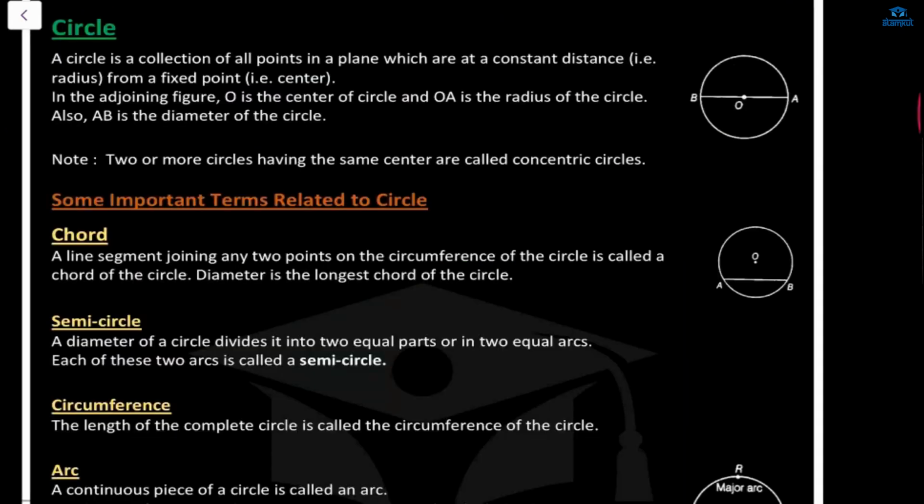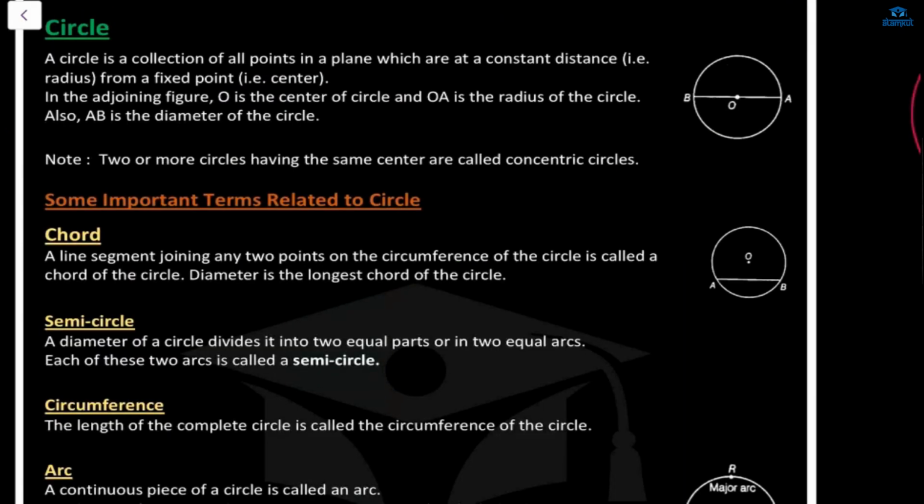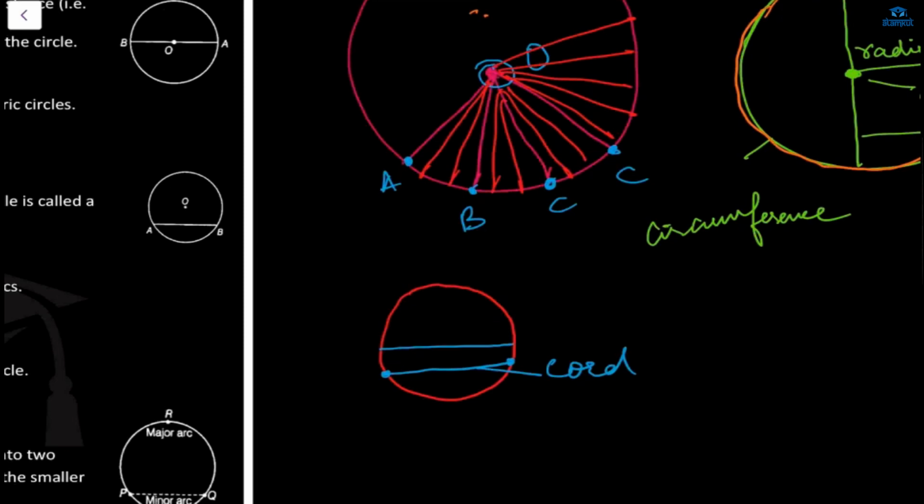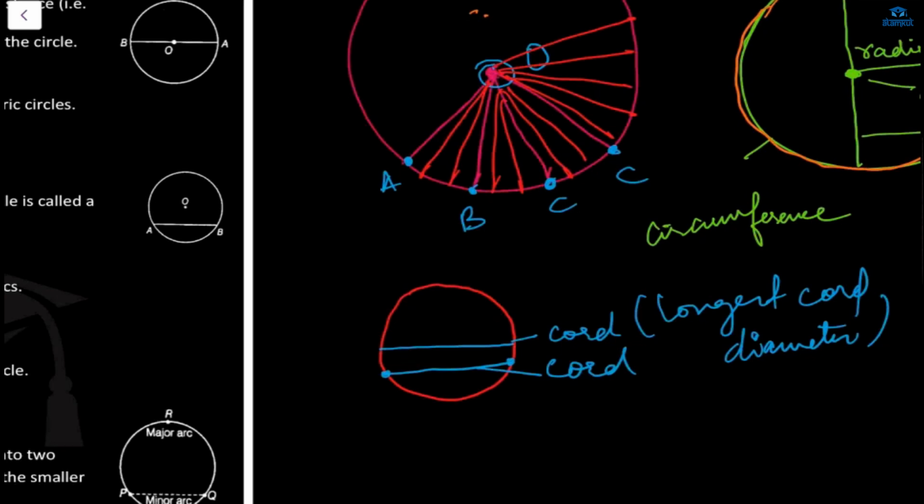Now what is a chord? When you join two points on the circumference, that is a chord. This is a circle and I am joining two opposite points on this. So this is a chord. The diameter also joins two opposite points on the circumference, so this is also a chord, but this is the longest chord. The diameter is the longest chord of a circle.